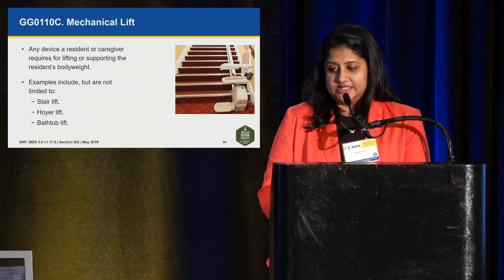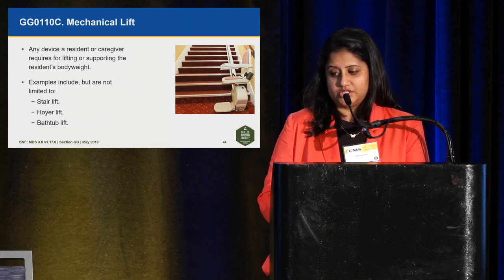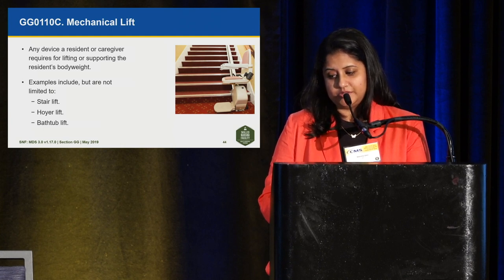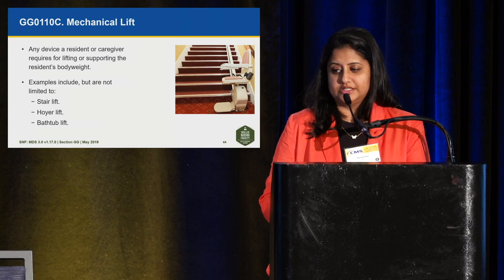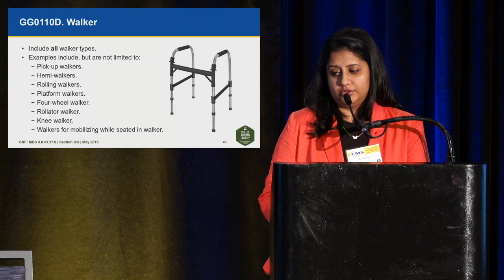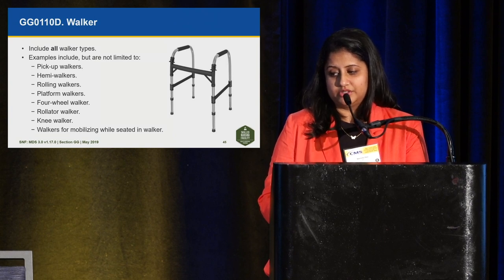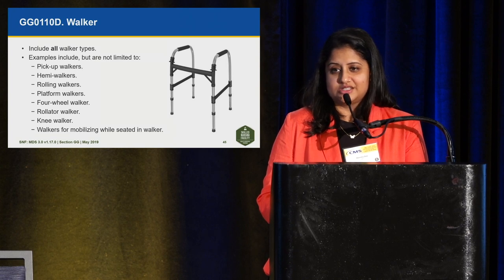In GG0110C, mechanical lift, any device a resident or caregiver required for lifting or supporting the resident's body weight would be used here. This is a list of some of the examples, but it's not all inclusive. So stair lift, Hoyer lift, bathtub lift, these are all examples that you could include on GG0110C. For GG0110D, walker, you would include all the walker types. Examples include but are not limited to pickup walkers, hemi walkers, rolling walkers, platform walkers, four-wheel walkers, rollator walkers, knee walkers, or walkers for mobilizing while seated in a walker.